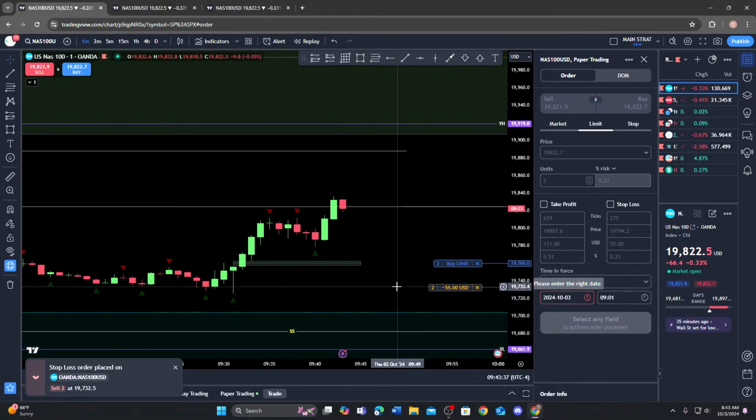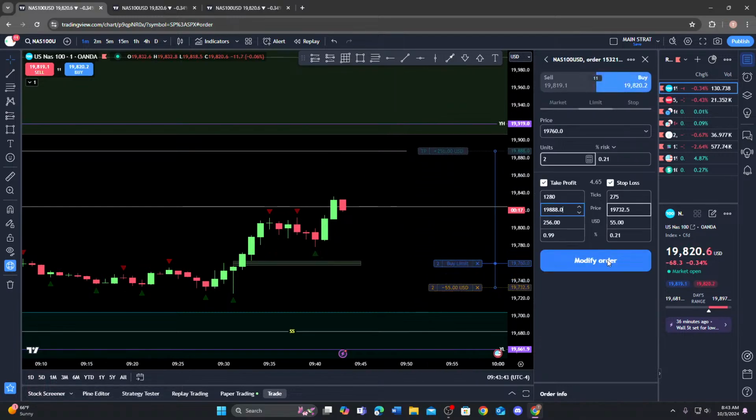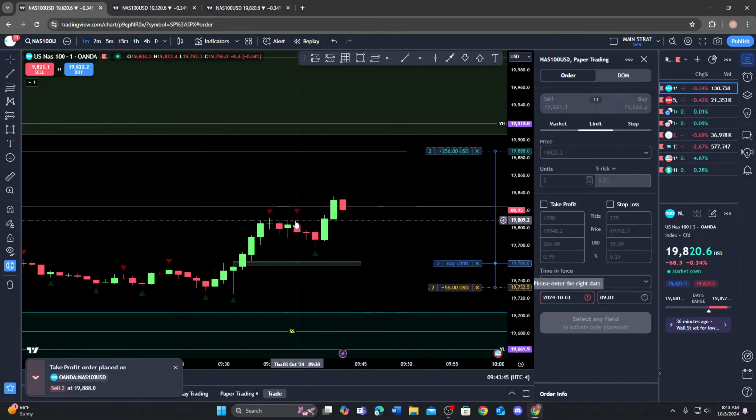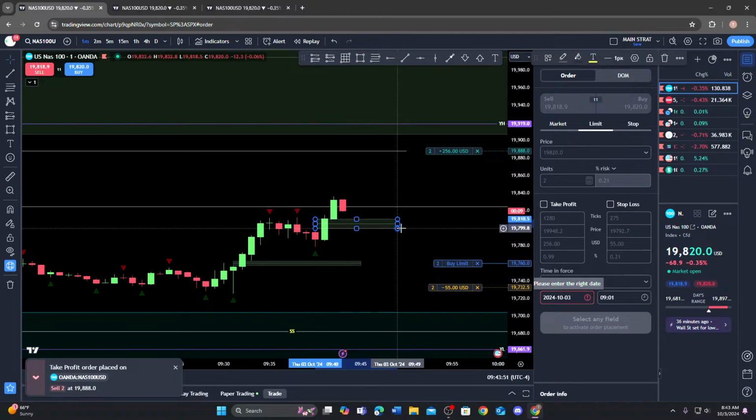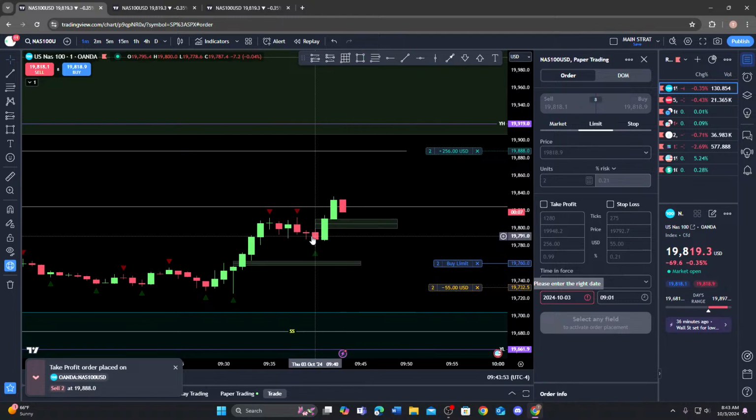The black one. Alright, so we do have a gap here paired with an order block.